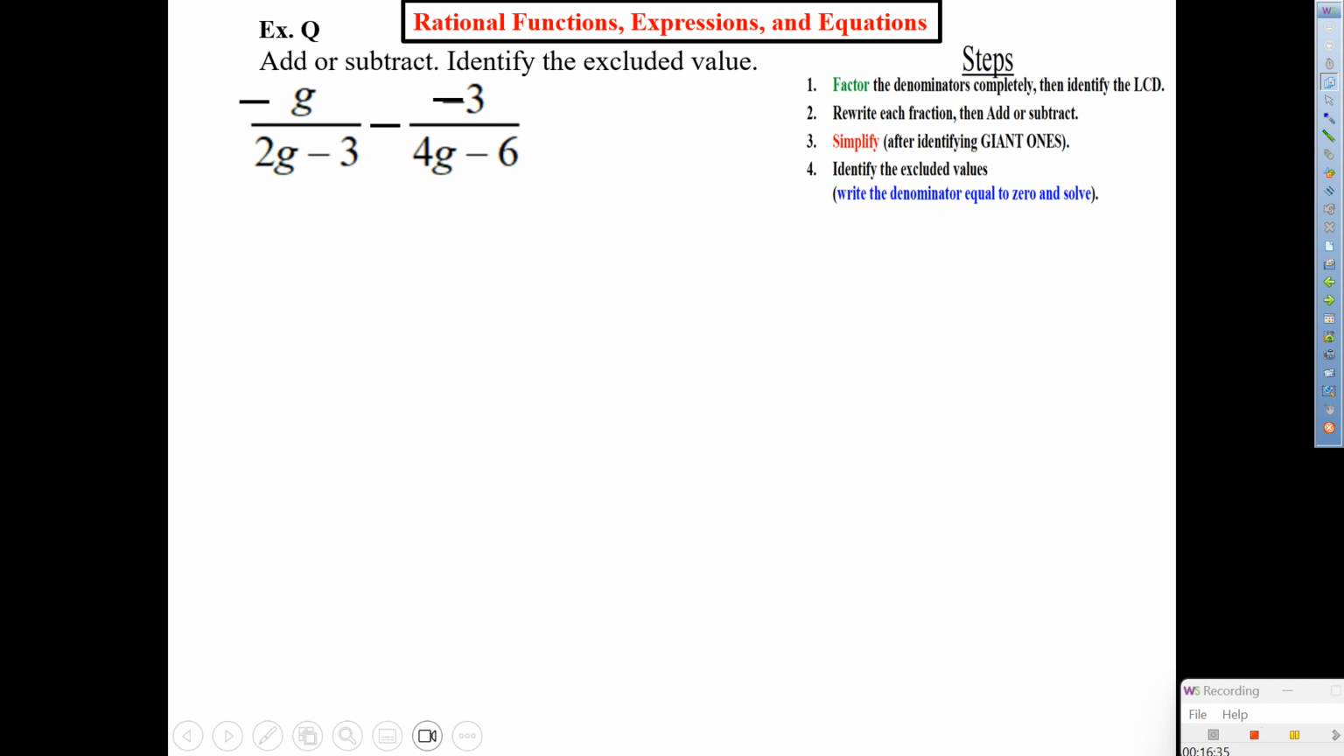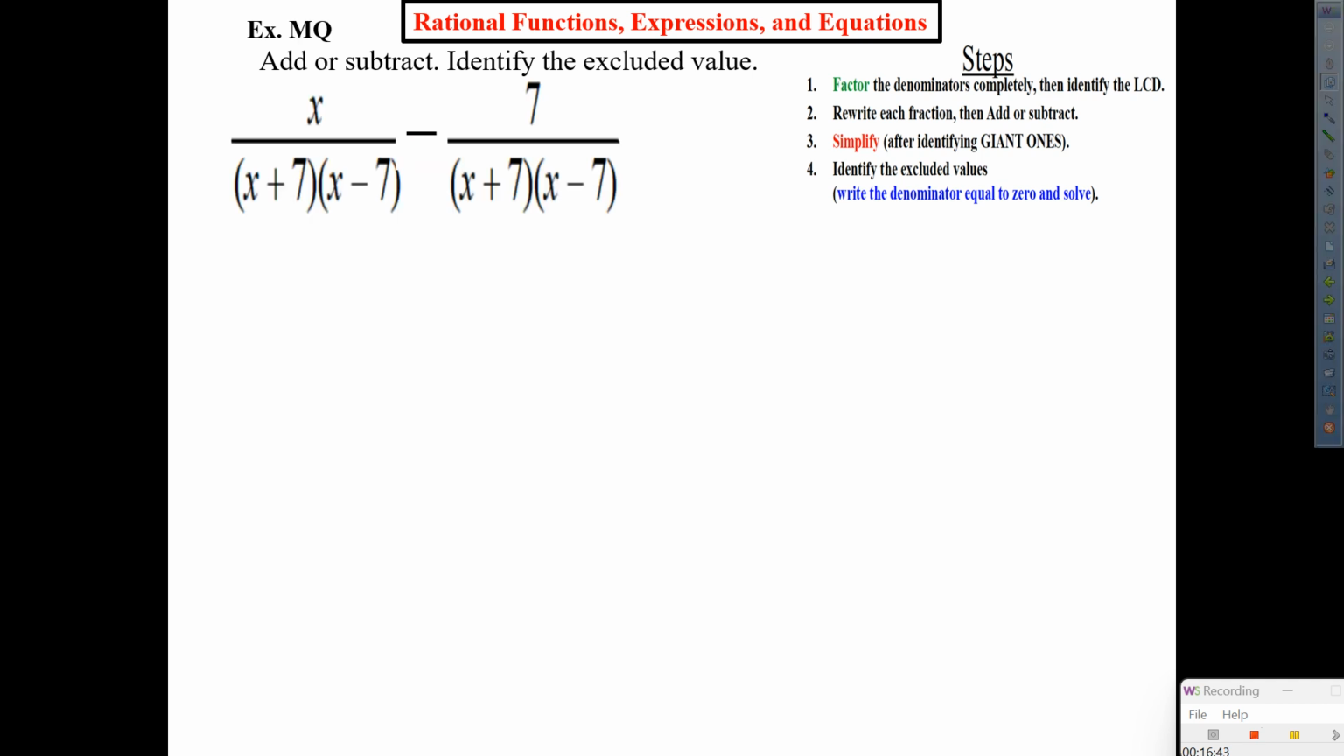Example omega q: x over x plus 7, x minus 7, minus 7 over x plus 7, x minus 7. Copy that. Let's do this one together. Step 1, it says factor the denominators completely. Who notices that they're already factored? Yes? Okay. And what do you guys notice second? That they are the same. Okay, so we can move on from here.